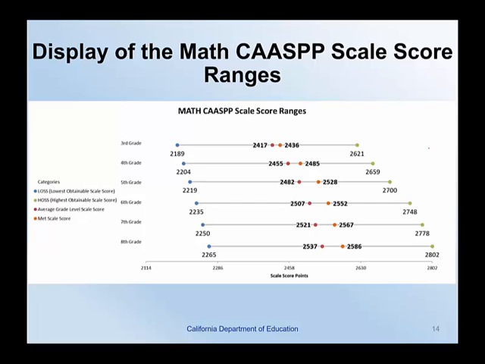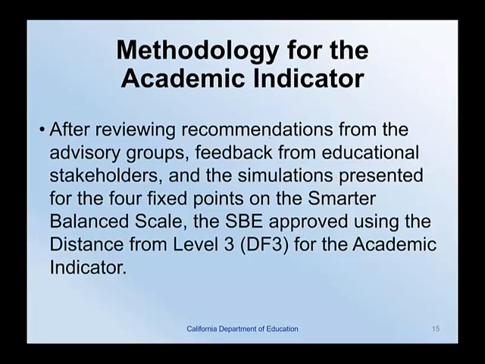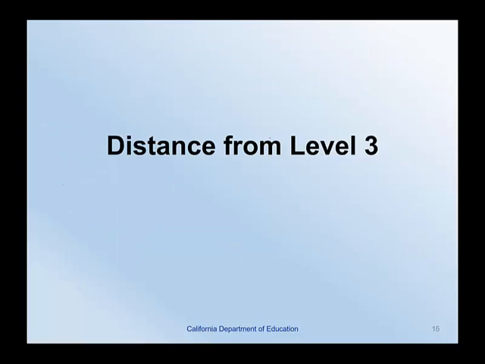So math has a similar story. We're not going to go through detail, but you also compute a distance from level 3, which is basically that gap, for all the grade levels for your school. This slide is just basically telling us where this came from. Well, a lot of input with the State Board of Education from advisory groups, stakeholders, and smart testing groups like ETS and the Technical Design Group, and the State Board settled on this as the methodology for the academic indicator.